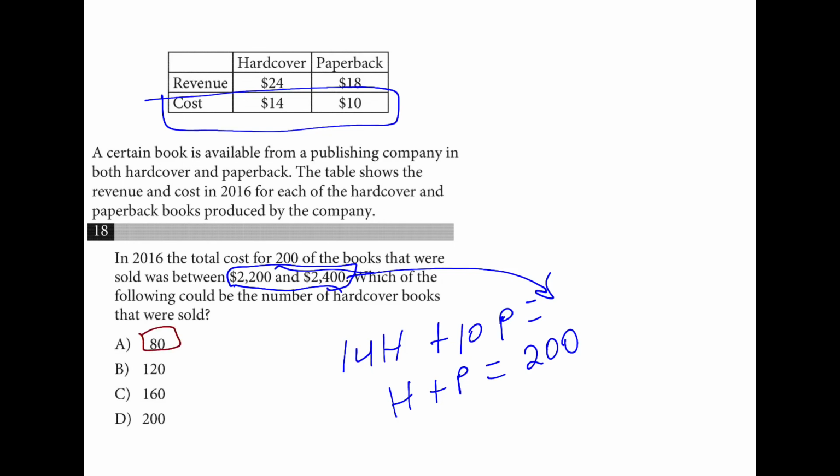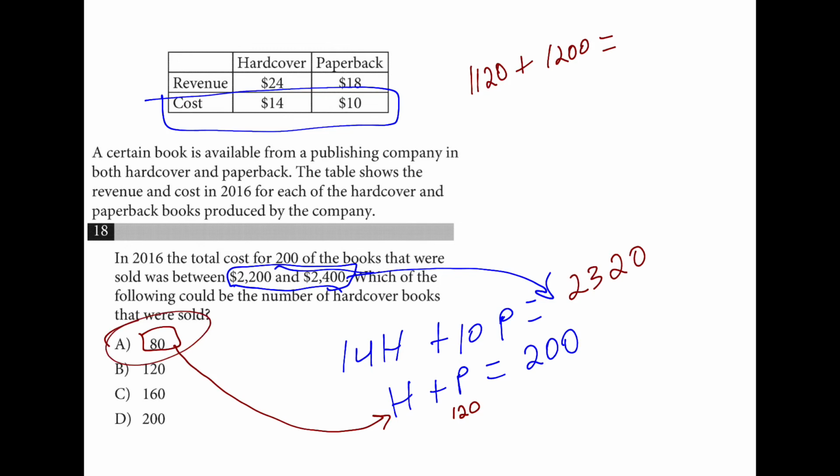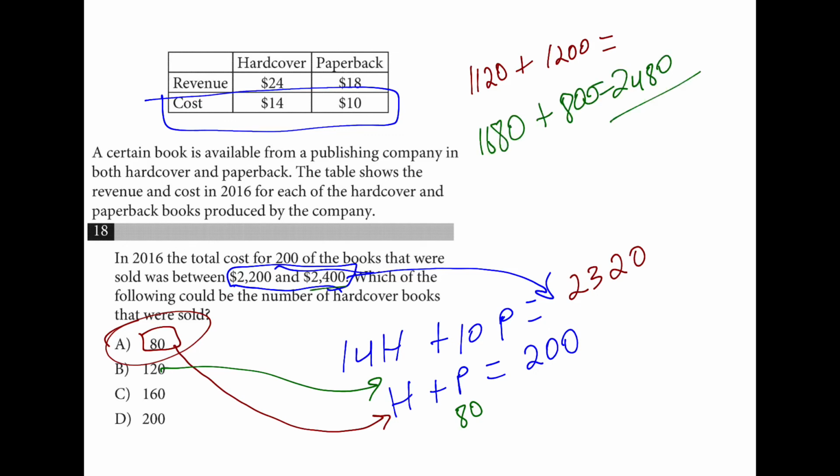Let's try the first one. If we had 80 that were hardcover, that would mean we had 120 that were paperback. And you would get a value of 2320, which falls in that range. That's probably going to be the answer. If we tried it with a different one, though, where we plugged in 120 for H, then P is going to be 80. And if we multiply those out, we get 2480, which is above the range. So all of these are also going to be above. The answer is A.